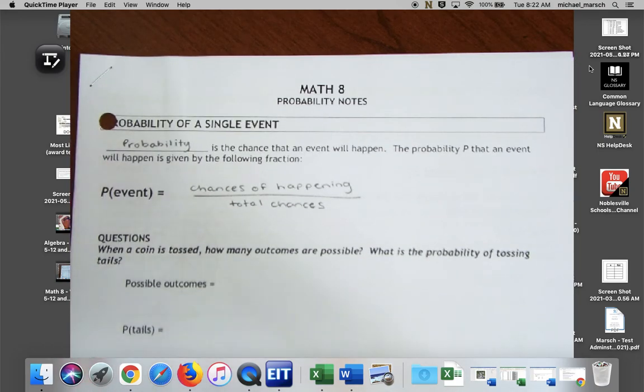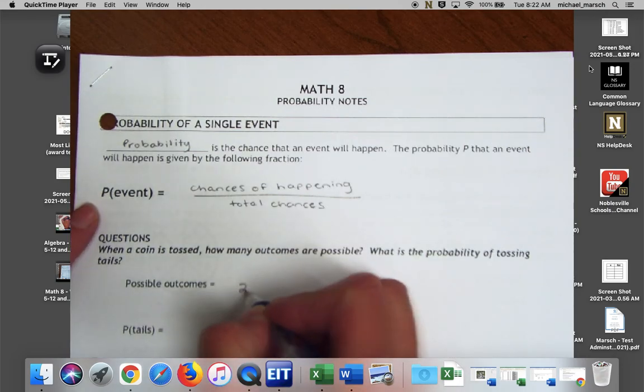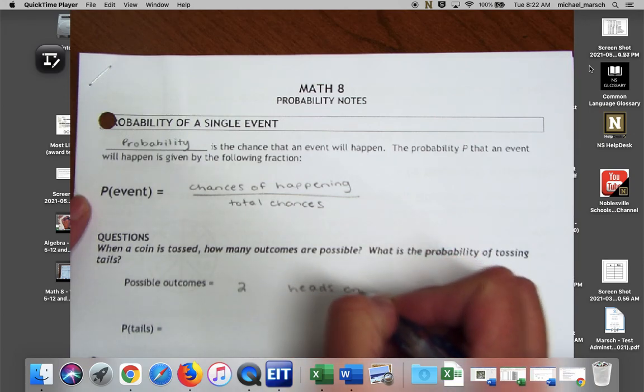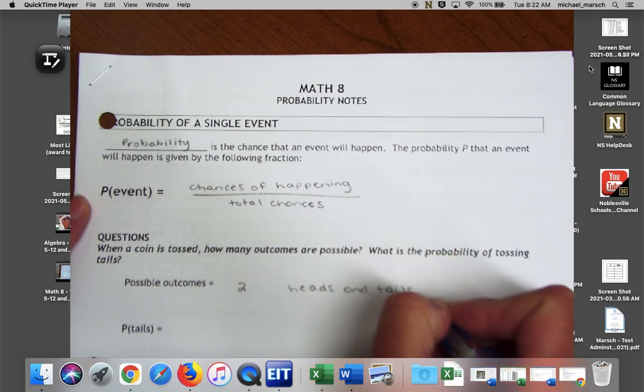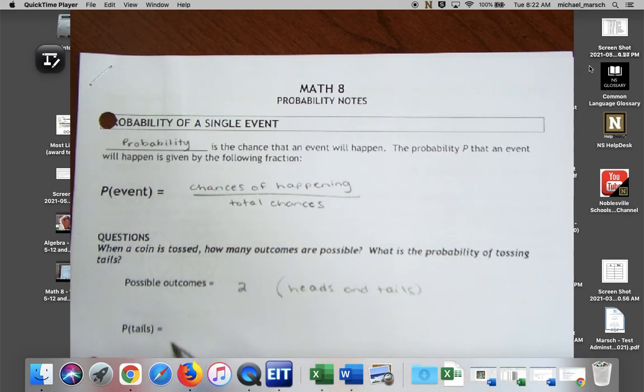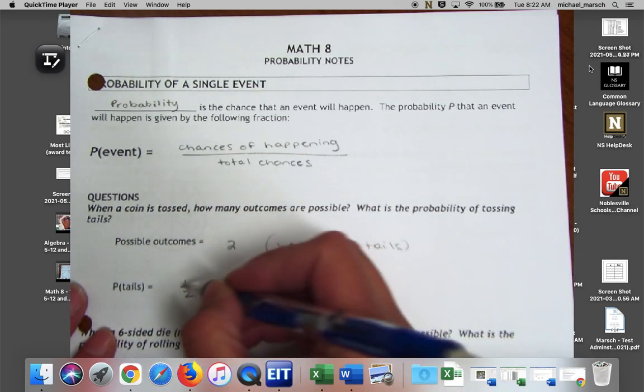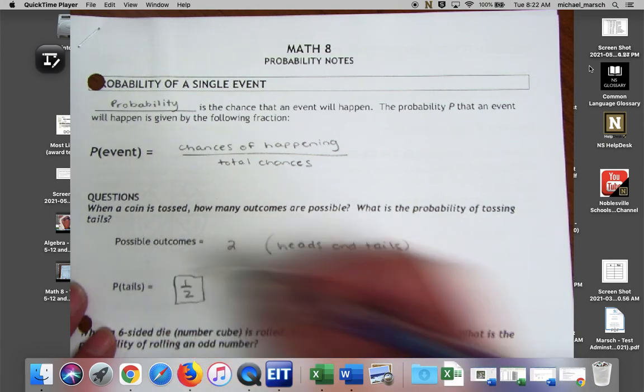All right, so when a coin is tossed, how many outcomes are possible? Well, that's easy. There's 2, right? Heads and tails are our only choices. So what's the probability of getting tails? Well, 1 out of 2. See how easy that is, right?